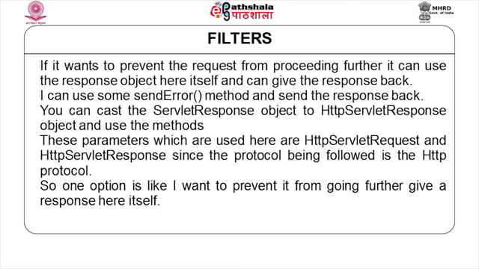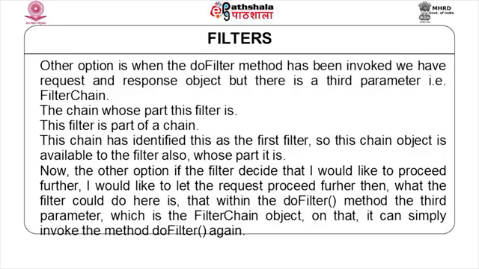The other option, fine. What has been done? When the doFilter method was invoked, we have the request and response objects, but there is a third parameter. What is that? It is a filter chain. The chain of which this filter is a part. This filter is part of a chain, fine. So, this chain has identified this as the first filter. This chain object is available to the filter also, the chain of which it is a part, right.